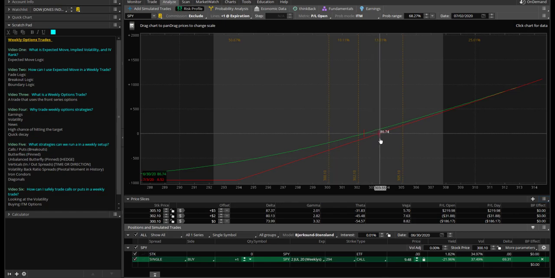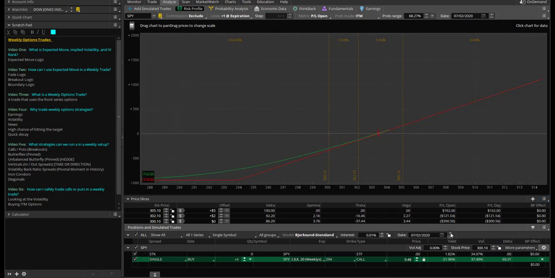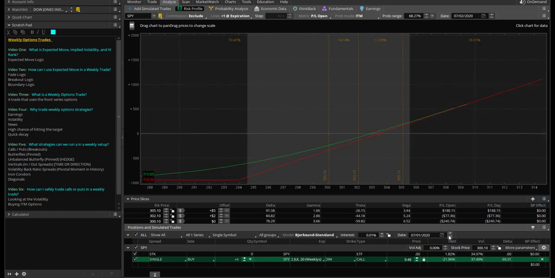Okay, so the break even for us is that red line right there. That's the break even. So we need it to be there. We can just move this up, right, to a day before. So that's what we've got to worry about.